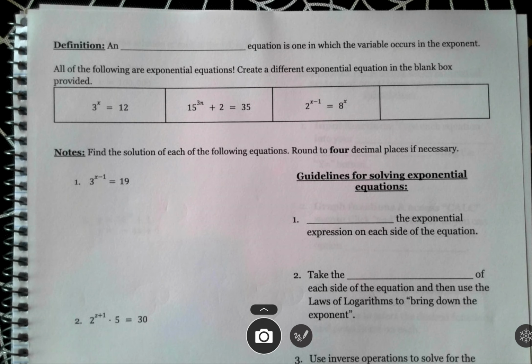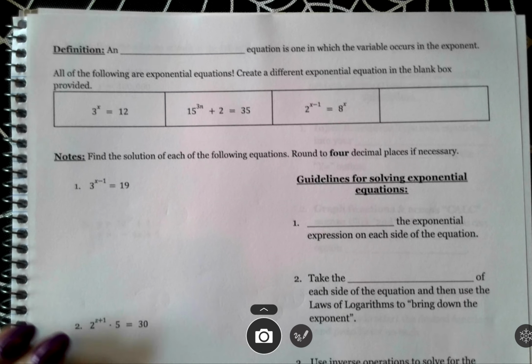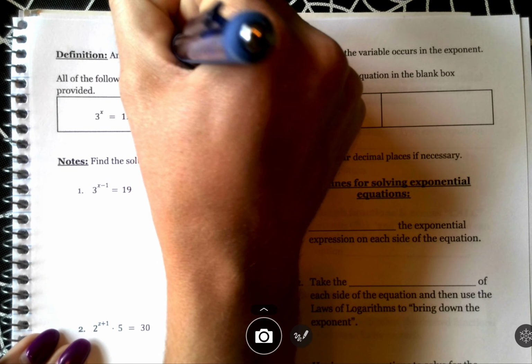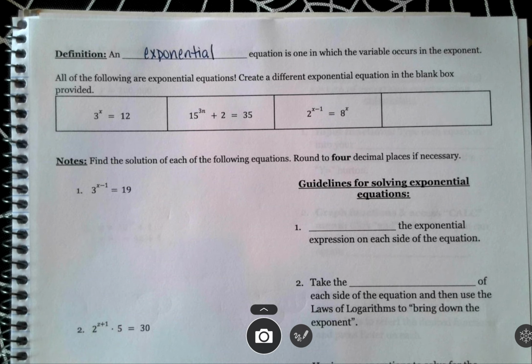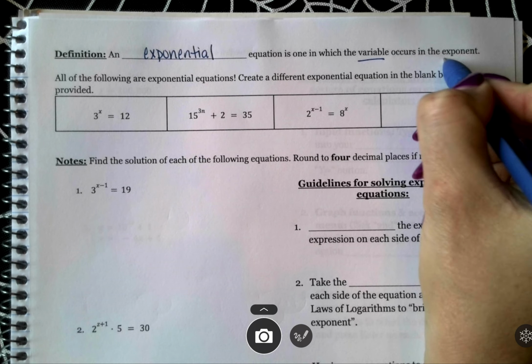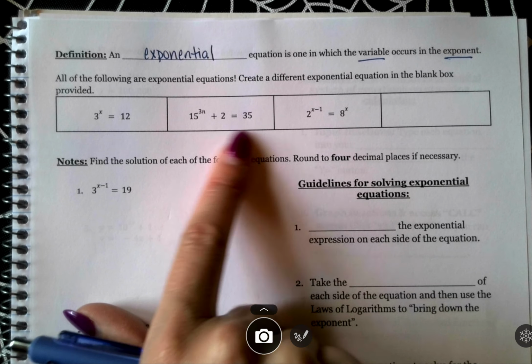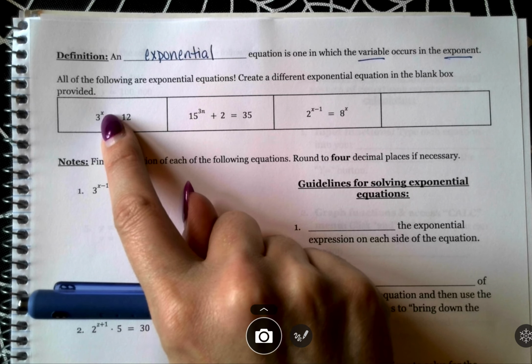All right, so we're going to look at solving exponential equations today. So first, we want to make sure we understand what an exponential equation is. So an exponential equation is one in which the variable occurs in the exponent. So looking at these three examples here, all three of these are exponential equations. My exponent has the variable.